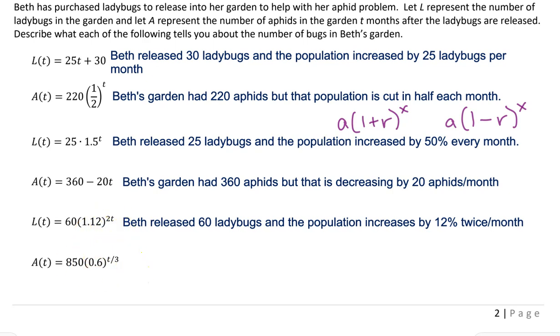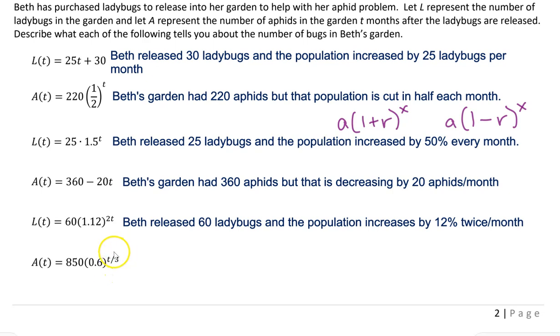Okay, last one, aphids. So we have an exponential model. We're starting with 850 aphids. That's our y-intercept. So that happens when t equals 0. Now we're multiplying by 0.6. So this to me means that the aphid population is decreasing, which has been the case in all of these examples. And if we think back to our percent increase decrease, whenever we have decimals, this is a good way to think about it. This is 1 minus our rate, or another way to say it is we're ending up with 60% of what we started with. So the number of aphids is decreasing by 40%.